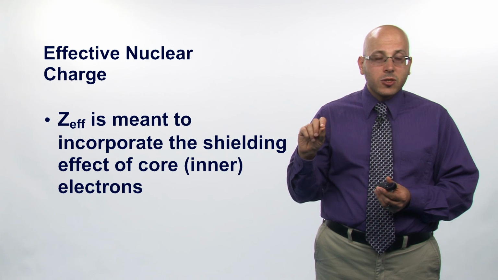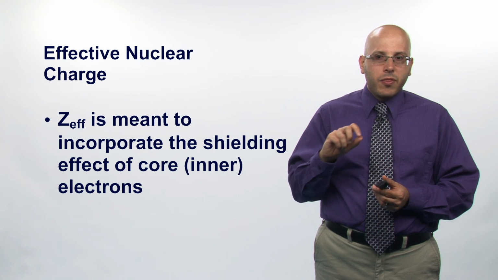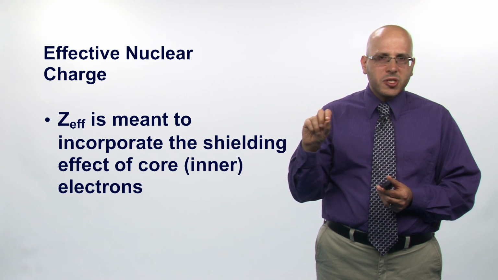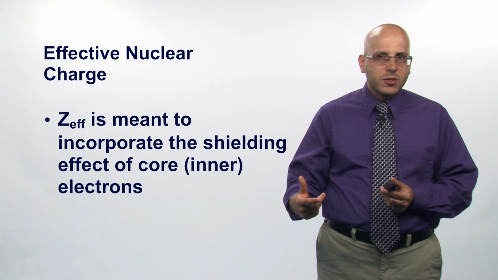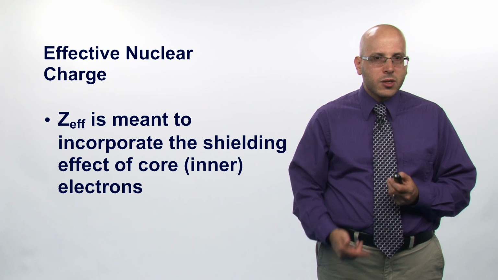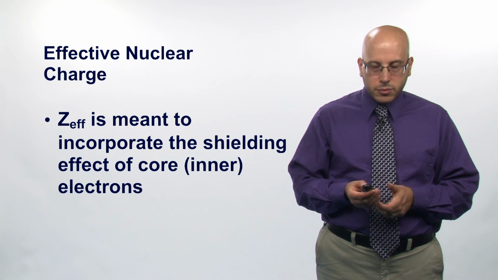If you look at the transition metals, the D block, things that are in the same period have almost exactly the same atomic radius because the effective nuclear charge is the same, because the number of inner or core electrons isn't really changing.